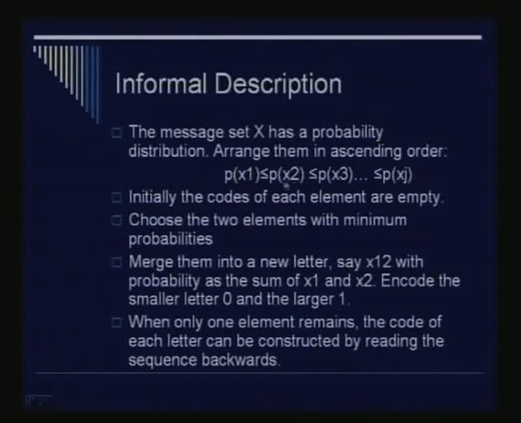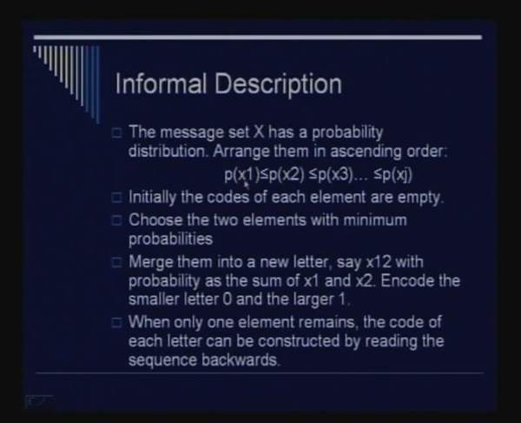Okay. And then you merge them into a new letter. Okay. So you merge them into a new letter, which means that, suppose consider X1 and X2 which have the minimum probabilities. Okay. So what you would do is that you will make them into a new letter, that is X12, with the probability as the sum of X1 and X2. Okay. So encode the smaller letter as 0 and the larger one as, say, 1. Okay.